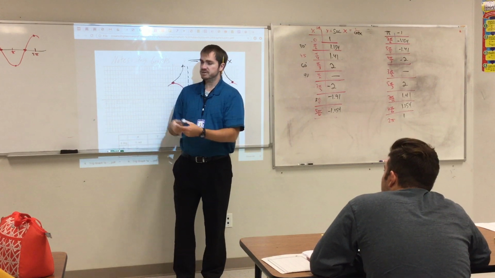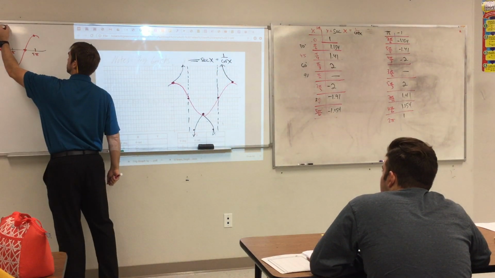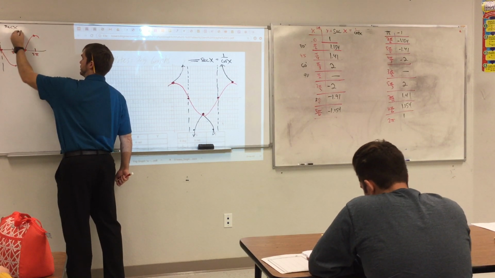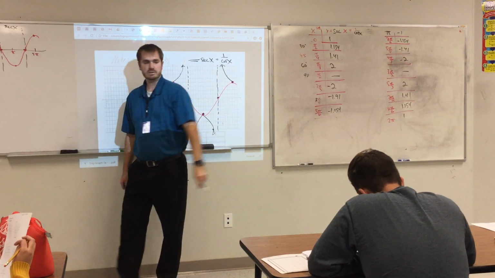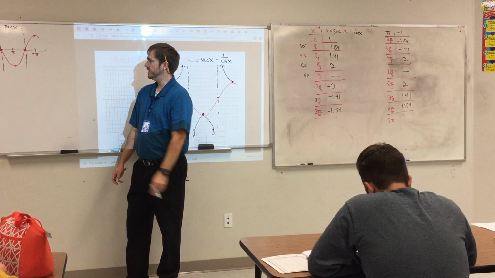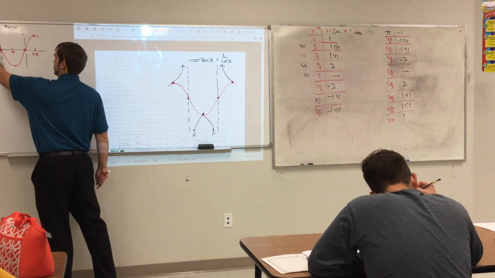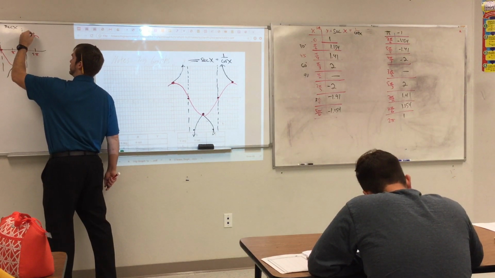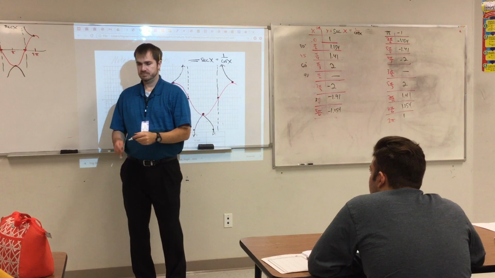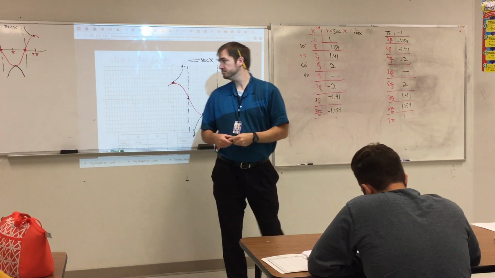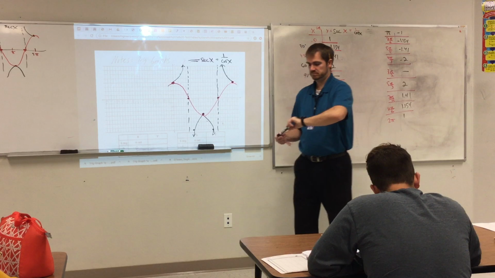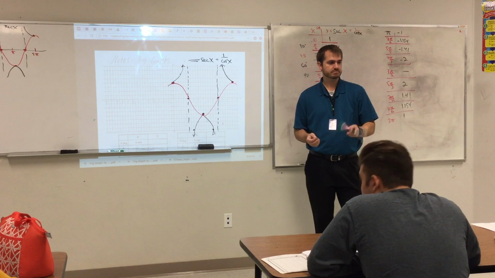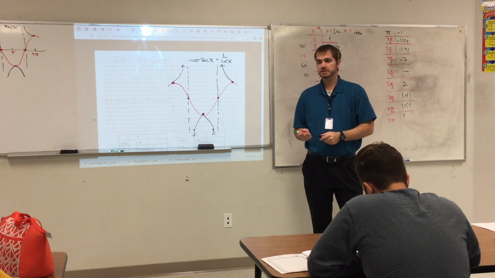Then, since I'm drawing secant, every time I cross the x-axis, I've got an asymptote. So I've got an asymptote here. I've got an asymptote here because 1 divided by 0 is undefined. At the peak, I open upward. At the trough, I open downward. And that's how I remember the secant.